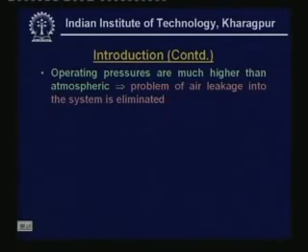Now, the operating pressures in ammonia water systems are much higher than atmospheric. So, you do not have the problem of air leaking into the system. This is one of the typical problems of water lithium bromide systems, which operate under vacuum. So, you always have air leaking into the system. This problem is not there with ammonia water systems.